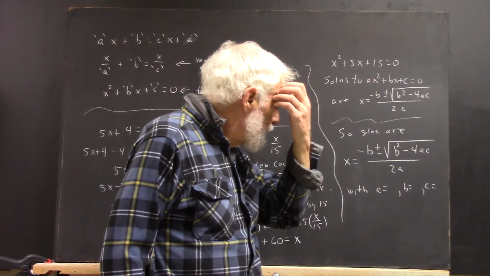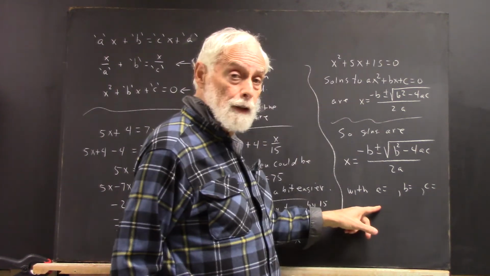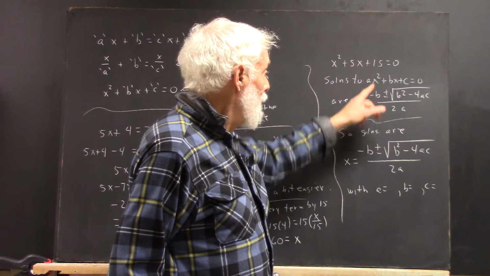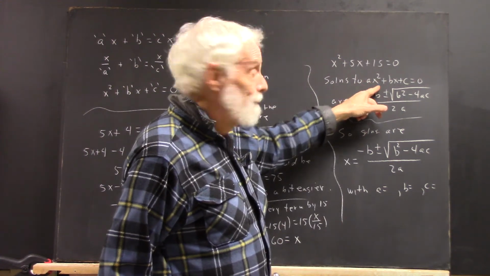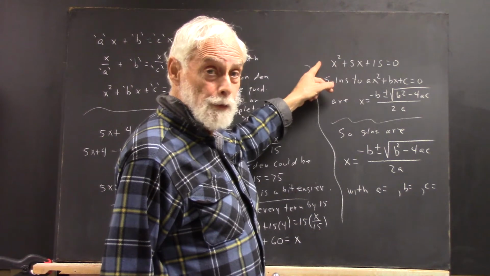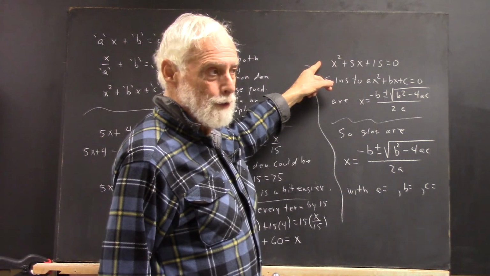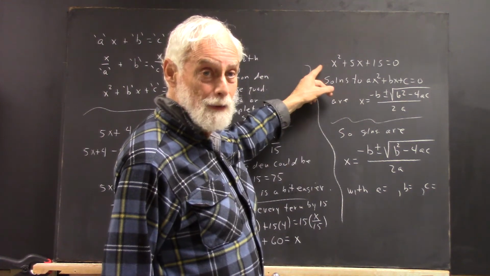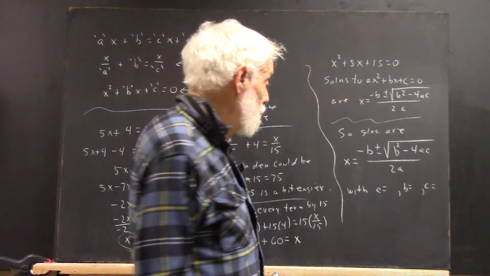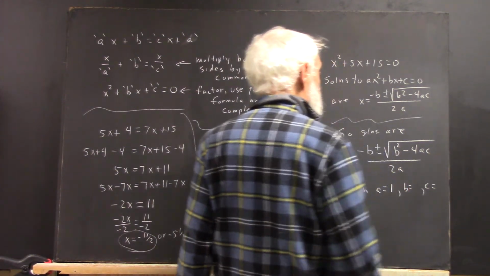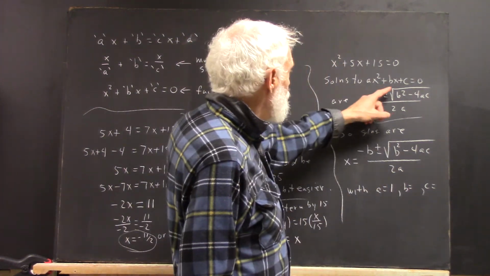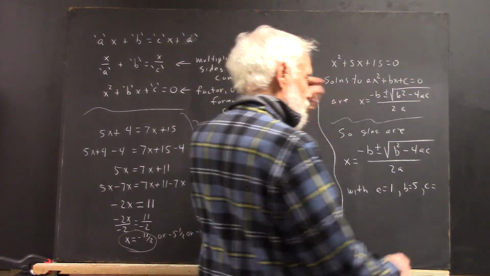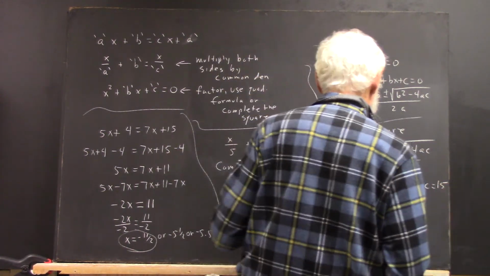Okay. So, what's the value of A? 1. Well, how do you identify A? A is what goes in front of x squared. And what's in front of x squared? Nothing, so A is nothing. No, it's the coefficient of x squared. Coefficient of x squared is 1 because you don't have to write the coefficient if you have a coefficient of 1. So A is 1. And B is what goes in front of x, and that's 5. And C is that number you got over here, and that's 15.